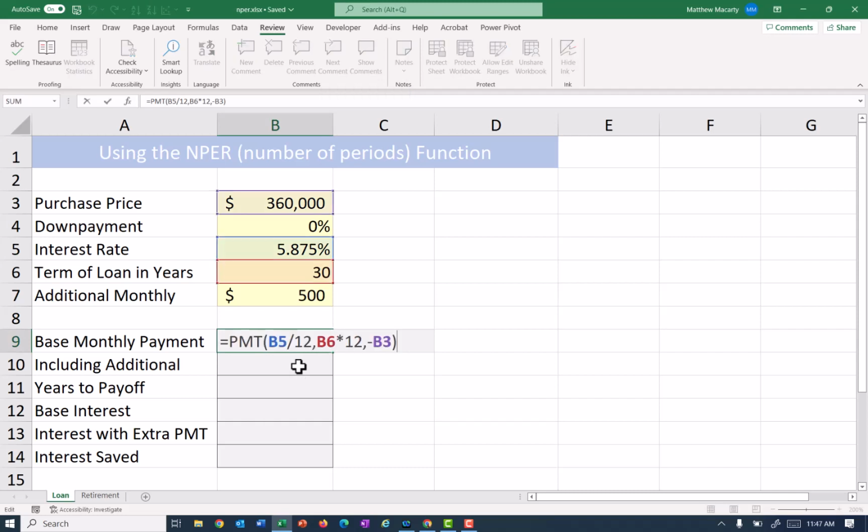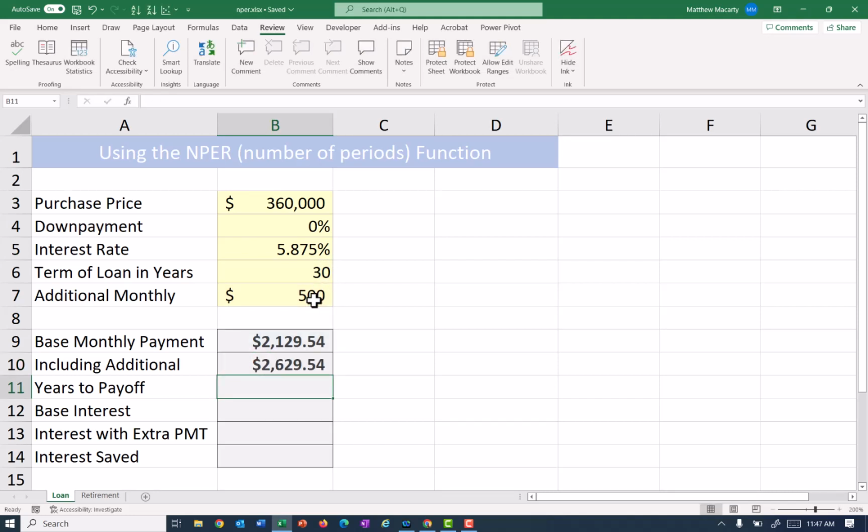This cell just uses the PMT function to calculate the monthly payment to retire this debt. So 2,129.54. And then, okay, what happens if I add additional to it? I'm going to take the 2,129 and I'm going to add the 500 to it. So now let's see what happens to the payoff time if we do this.